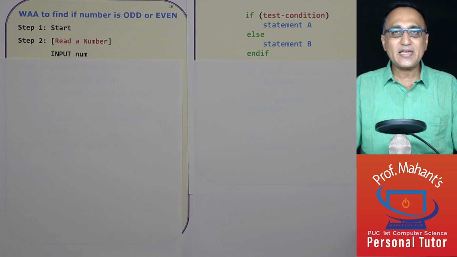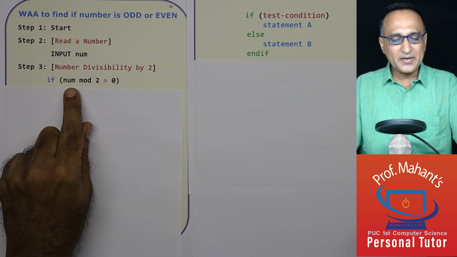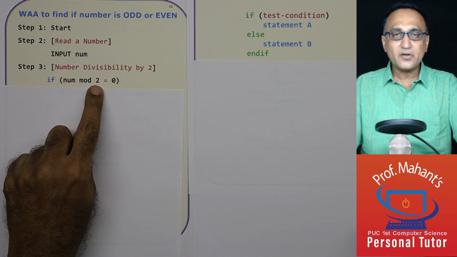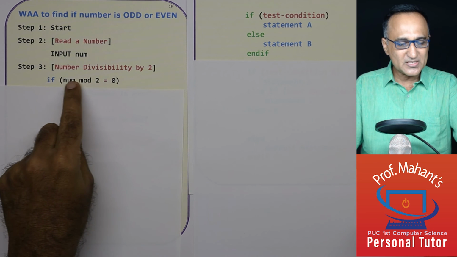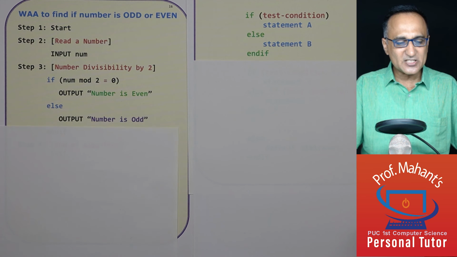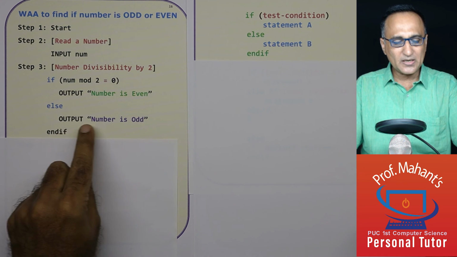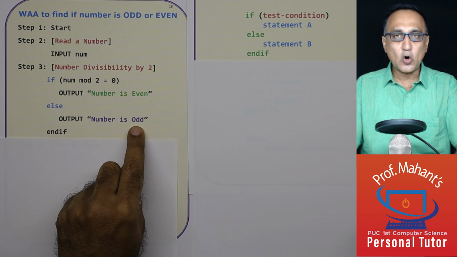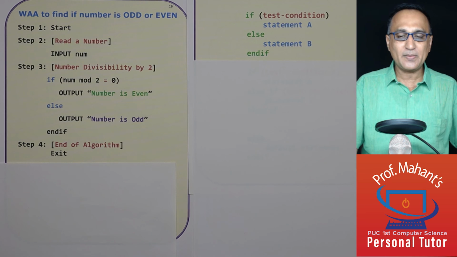So let's try to run through this with another number. Input a number. Let's say I input the number 23. The number is now 23. I come here. 23 divided by 2. Is the remainder 0? No, the remainder happens to be 1. So this condition is false. Since this condition is false, the else part gets executed. The else part is this. So here we come, it will print number is odd. Then it will come to the end of the algorithm and stop.